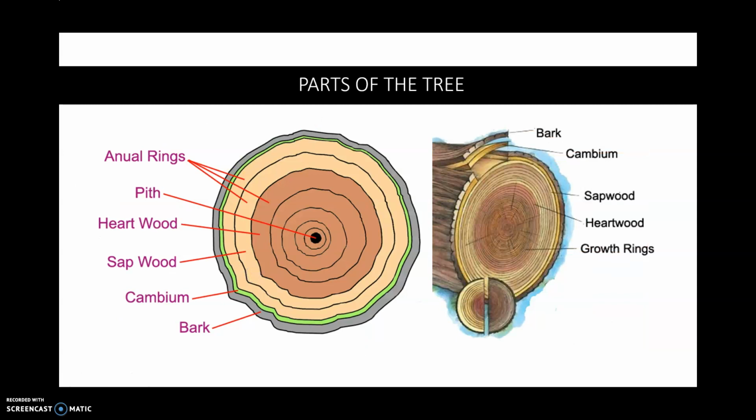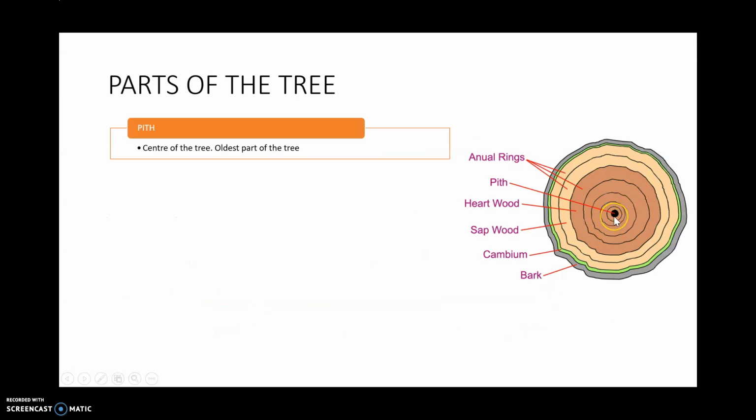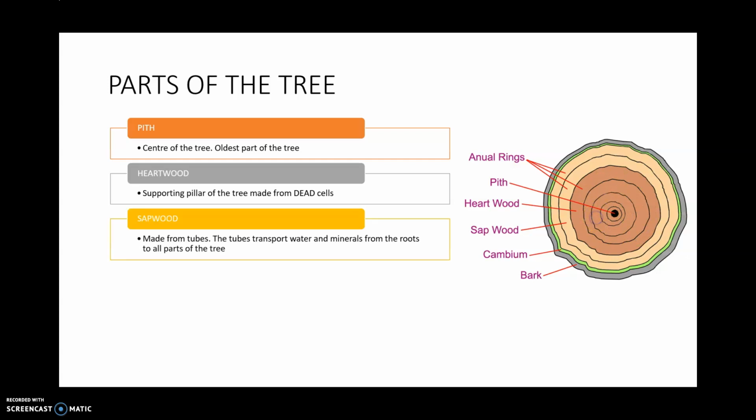Here's some more parts of the tree. So we have chopped the trunk in half, or taken a section through the trunk. We've got the pith in the middle, then we've got the heartwood, then we've got the sapwood, we've got the cambium layer just below the bark, and then we've got the bark. So the pith is the centre of the tree, that's the oldest part of the tree. The heartwood around it is the supporting pillar of the tree made from dead cells. The next bit, the lighter area here, is the sapwood. It's made from tubes.